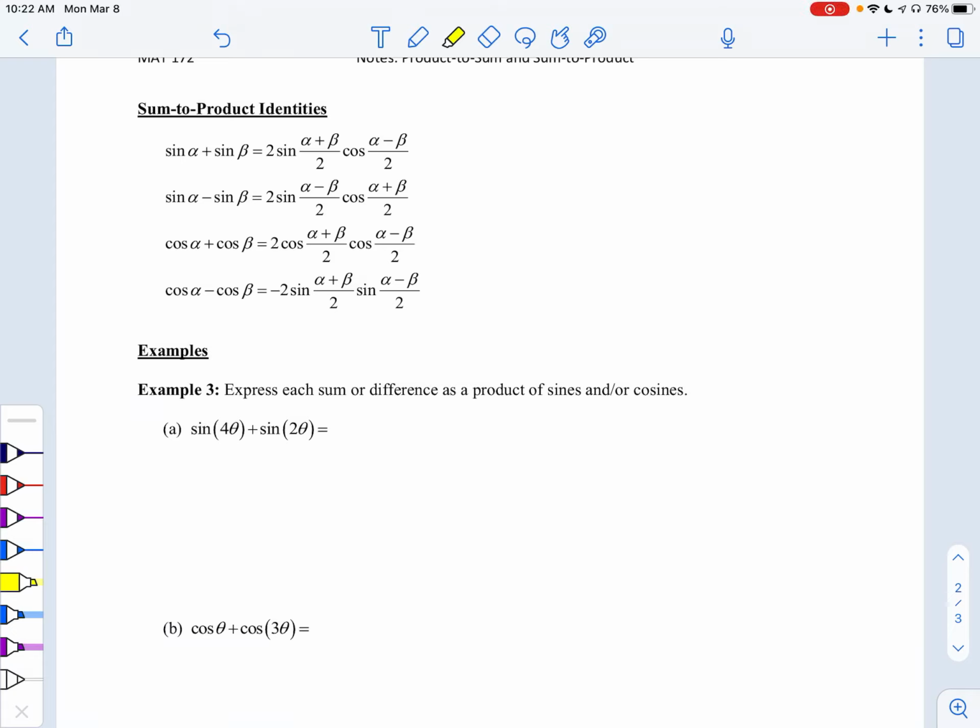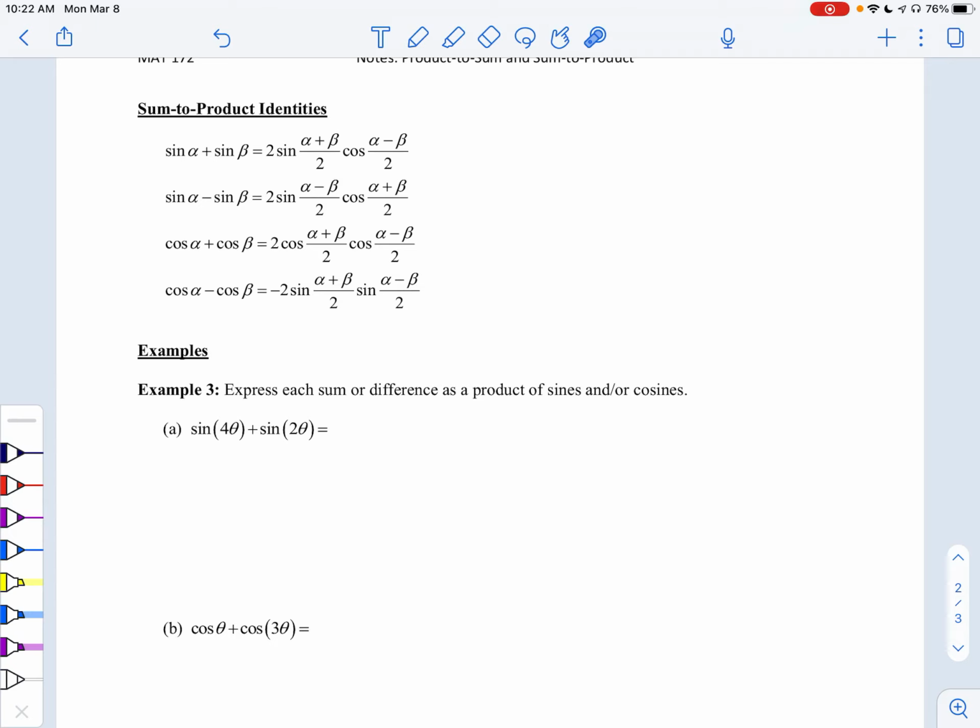All right, so next we're gonna go the opposite direction and look at our sum to product identity. So basically just the reverse of what we were doing in the last video. So we have 4 more identities right here. Okay, once again, you do not have to memorize these, you just have to know how to use them.